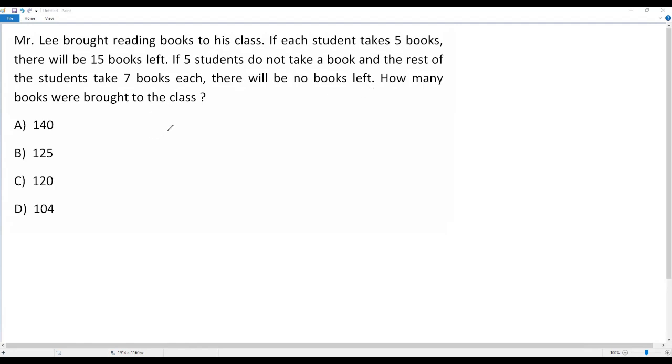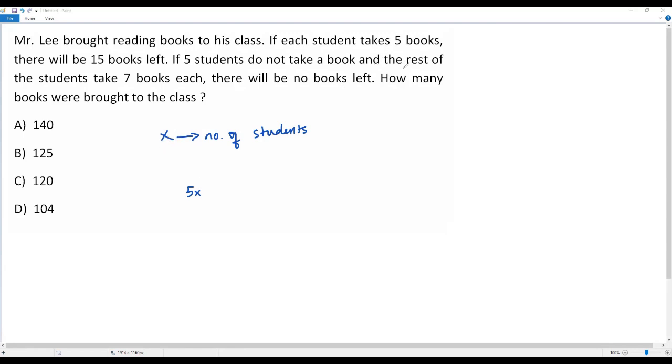Okay, now let me assume x as the number of students in the class. Let me write the stuff over here. Number of students. Okay, now let me consider this particular piece of information. That is, if each student takes 5 books. If one student takes 5 books, then what is the total number of books taken by this x number of students? For that, we have to multiply the number of books taken by one student and the number of students. That is 5x. So this 5x represents the total number of books taken by x number of students.